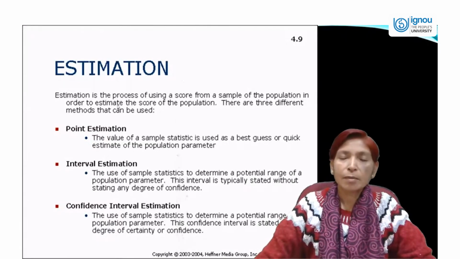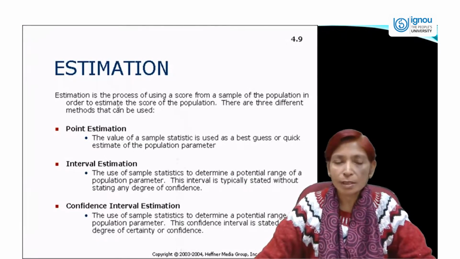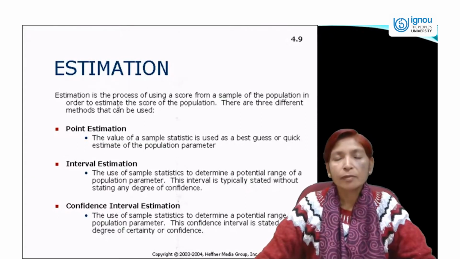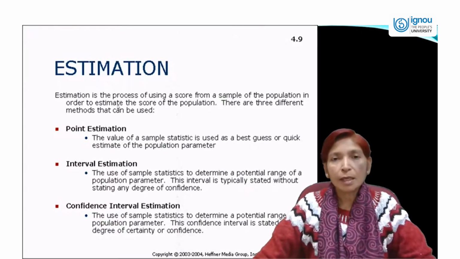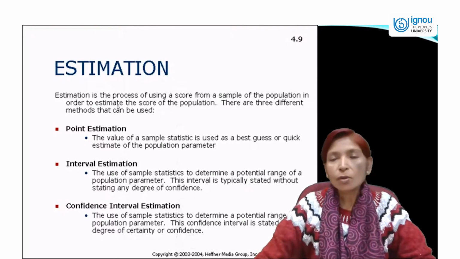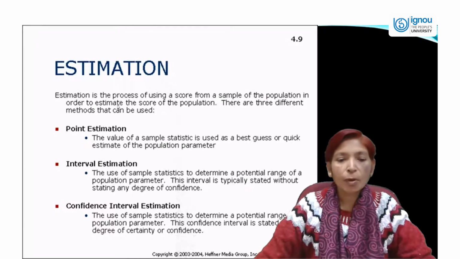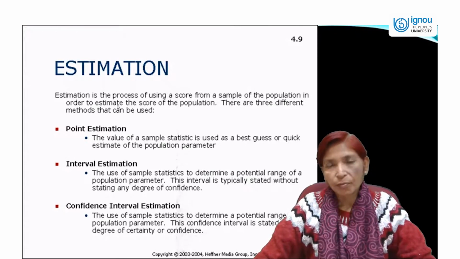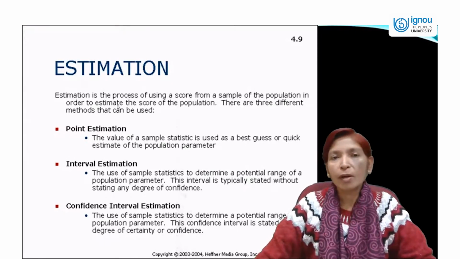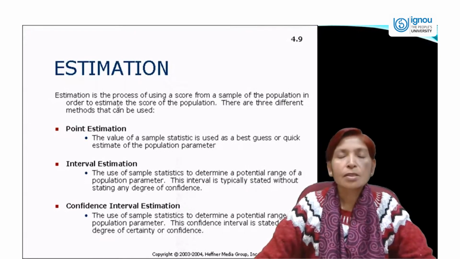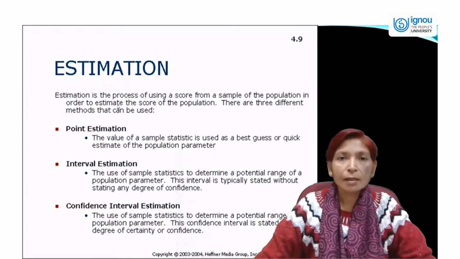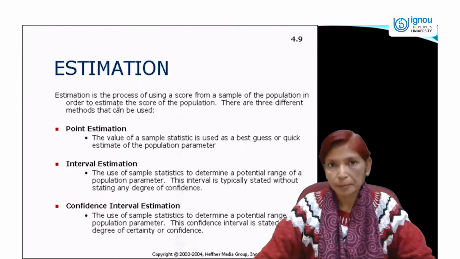Confidence interval estimation is the third type of estimation, and it is very important while we are testing our hypothesis. It is the use of sample statistics to determine a potential range of a population parameter, and the confidence interval is stated with a degree of certainty or confidence. Generally, we use two levels of significance: one is 0.05 and the other is 0.01.